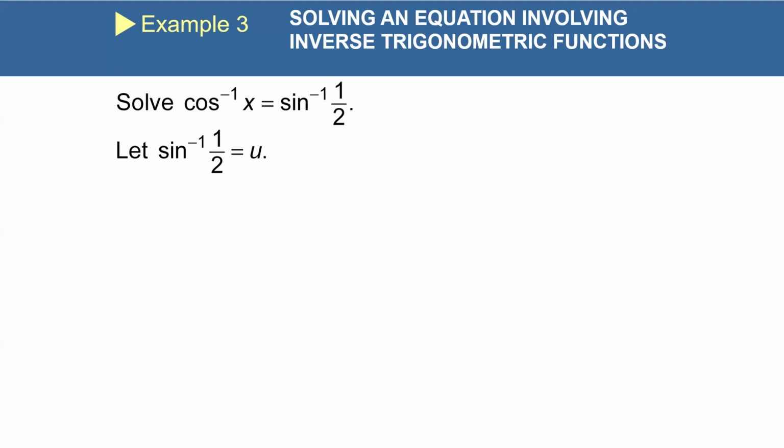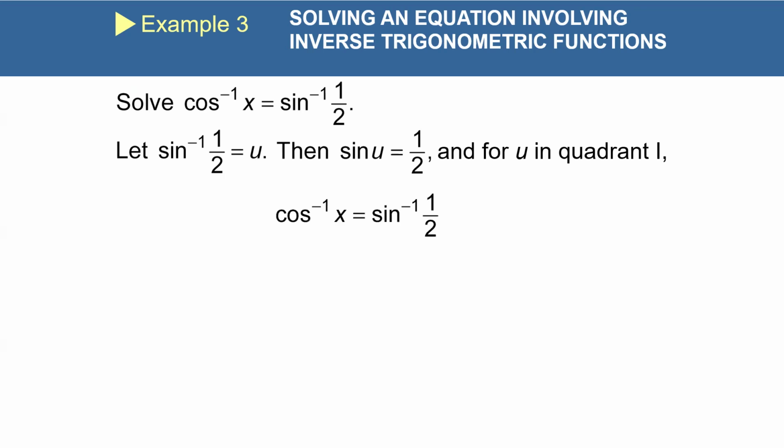Well, we know what value gives you a half. Let's think about quadrant 1 alone. When does y equal 1/2? It will be pi over 6, isn't it? It's 30. Yeah. Pi over 6, right? So in quadrant 1, sine inverse of 1/2 is what? Pi over 6. So we're going to substitute that.